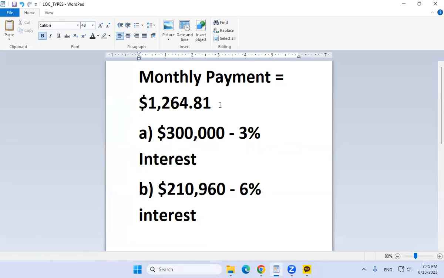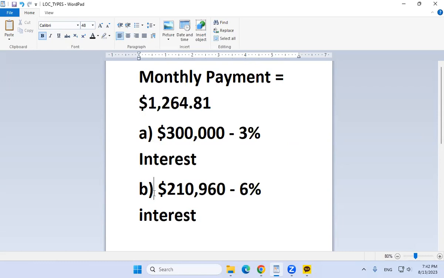The monthly payment will be $1,264.81. And then you have situation B, which is $210,960 at a 6% interest rate, which will also produce the exact same monthly payment. So the question is, which one is superior, especially as a real estate investor, situation A or situation B? We'll give you a little bit of time to think about that before I give the answer.